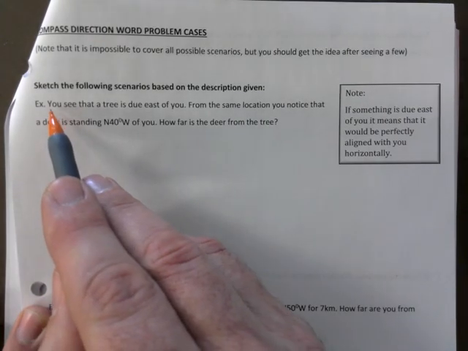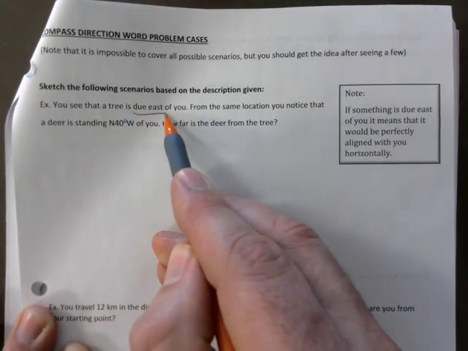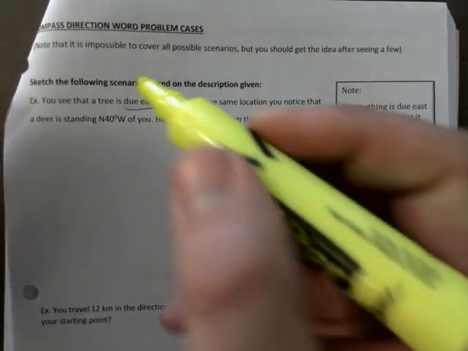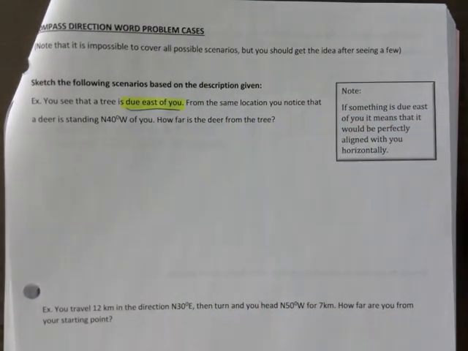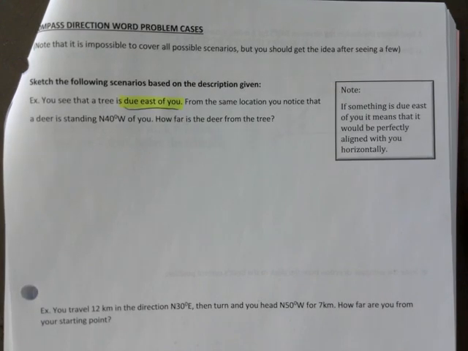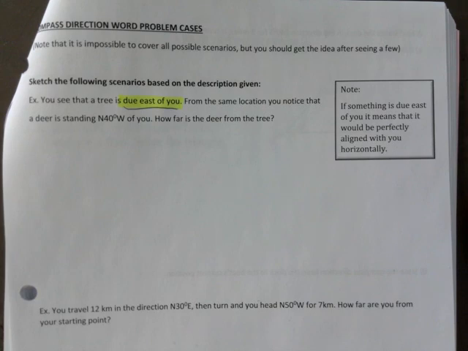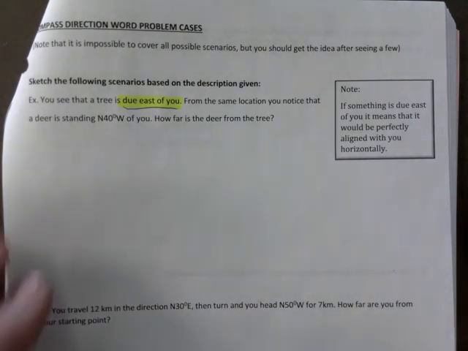So let's say you can see a tree that is due east of you. Very important. Due east means it's directly to the right of you, right? Sorry, for you, north, west, east. So it would be directly to the left of me. It would be to the right of you, right? That's what it's saying. So you see a tree.